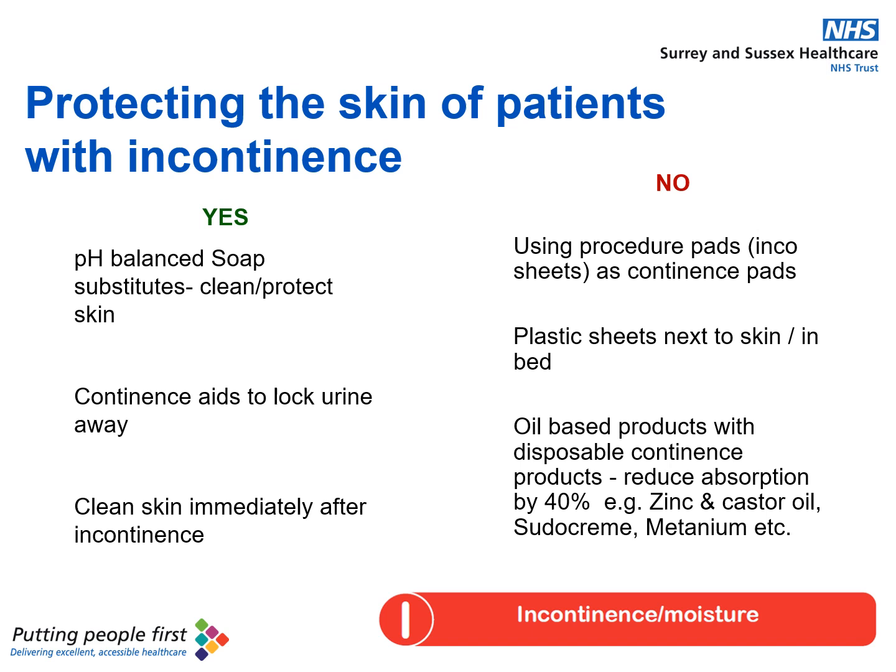Protecting the skin, we want to make sure we're using pH balanced soap, continence aids, like I say, to lock away urine, cleaning skin immediately after incontinence, and that's really important that we identify the risk of incontinence, particularly if our patient is not able to tell us, so that we can make sure we are repositioning them 2 hourly, as that moisture damage can happen really quickly.